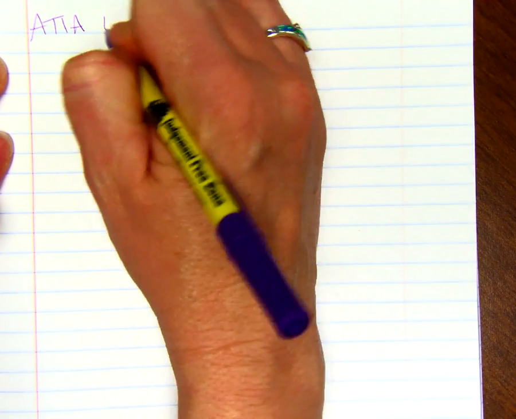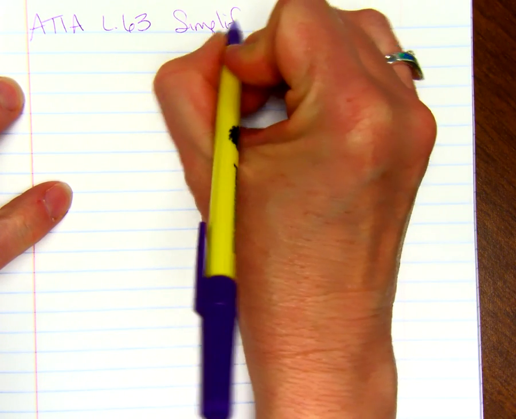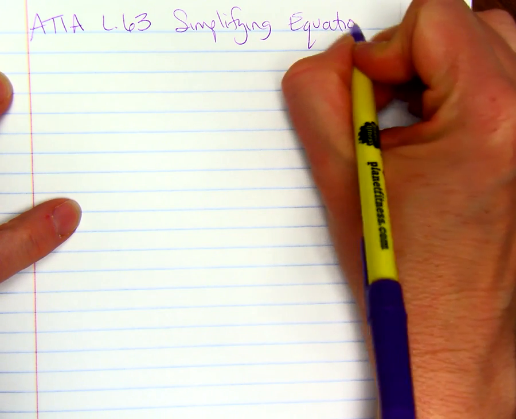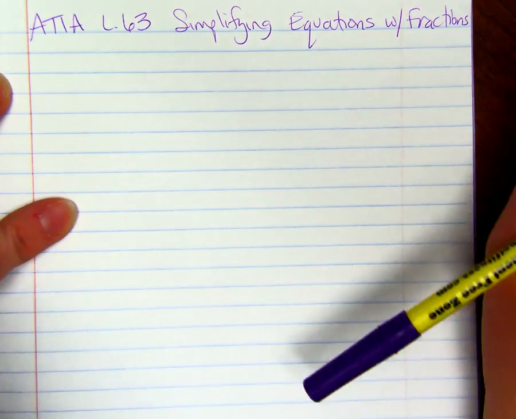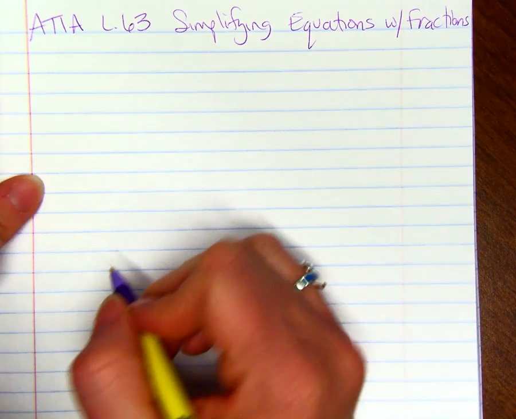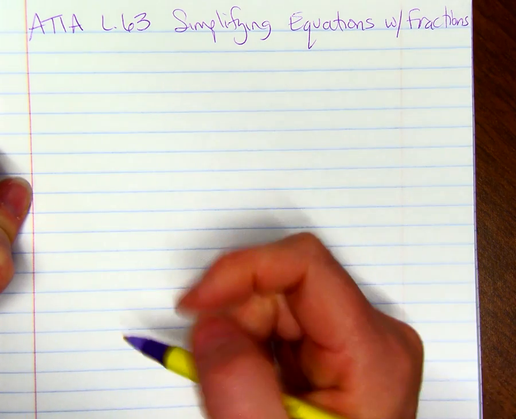ATIA lesson 63, simplifying equations with fractions. So we can multiply equations with fractions by a common denominator to make them easier to solve.